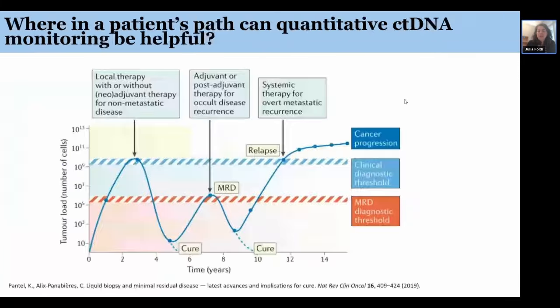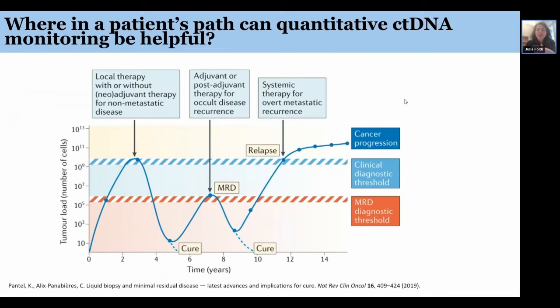I'm sorry, that is not the first study. Before I get to the study specifically, I'll just go through this diagram slowly because this is really important. This shows where in a patient's path we can use ctDNA monitoring and where this can be helpful.